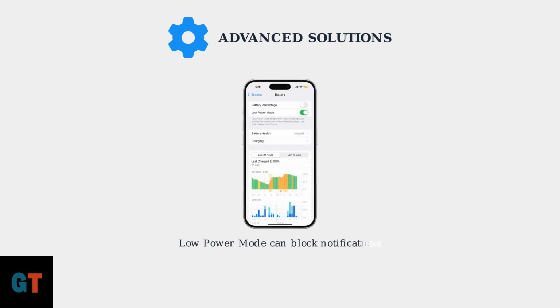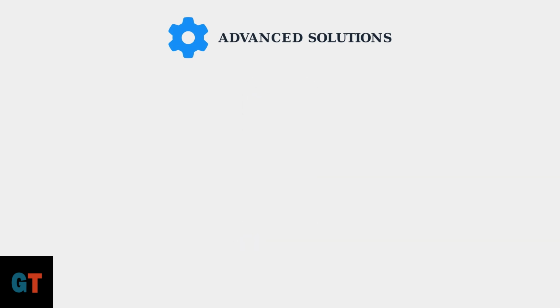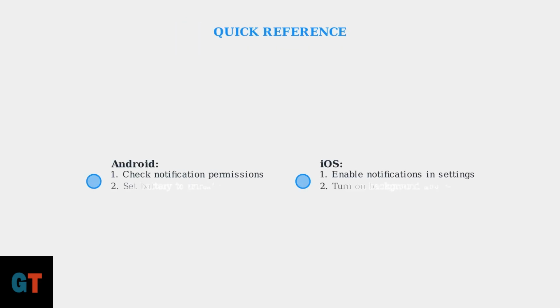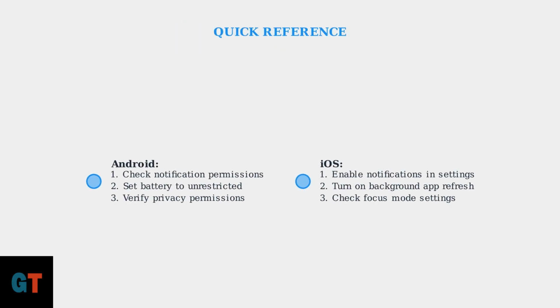Low power mode on iOS can significantly impact notification delivery. When enabled, it restricts background activity for apps to conserve battery, which can delay or prevent Gmail notifications from appearing. Here's a quick reference for the most effective troubleshooting steps. These solutions resolve notification issues for the majority of users experiencing problems with Gmail notifications.